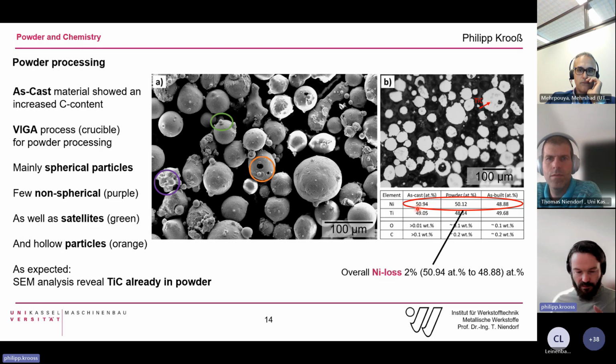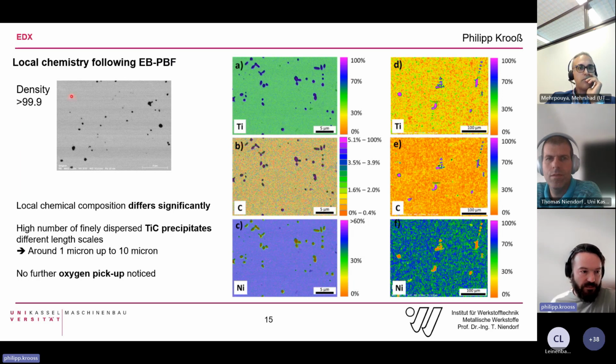So approximately 2% nickel loss during the whole process chain. Now coming to the microstructure. First of all, we had a pretty dense microstructure, above around 99.9% density. When we look at these EDS mappings at different scales, this is the 5 micron scale bar, this is the 100 micron scale bar, we found these titanium carbides within the matrix being around 1 micron to 10 micron in size.